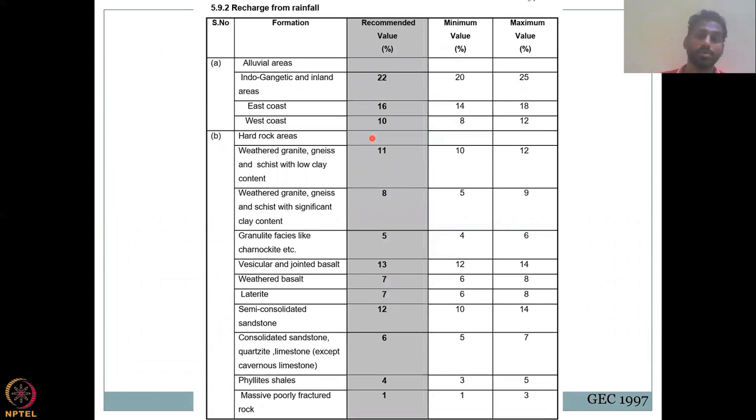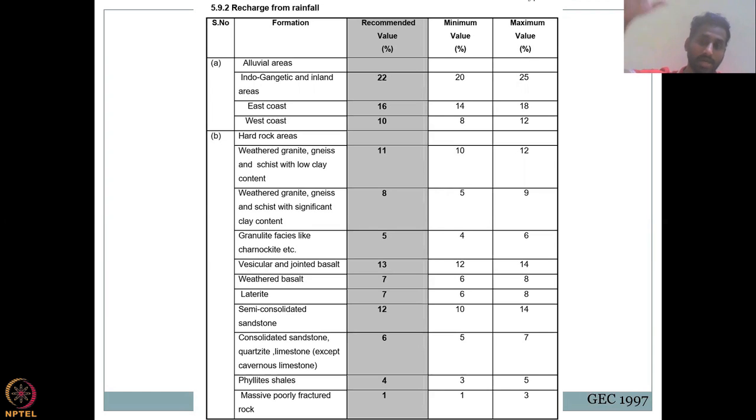What do you do? GSE has given you the option that you can simply estimate the recharge from rainfall, because rainfall for sure you'll have. And these satellite products have given you a lot of rainfall data for a lot of years, at least from 1857 till date. So around 150 years of data you have for rainfall.